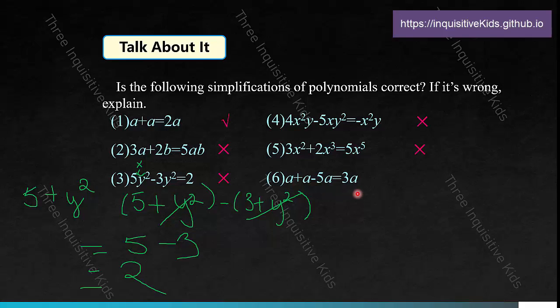And then there's 6. a plus a minus 5a is equal to 3a. What is a plus a? a plus a is equal to 2a. So it's saying 2a minus 5a is equal to 3a. Nope. 2a minus 5a would be equal to negative 3a. But negative 3a is not equal to 3a, which makes this last expression also incorrect.